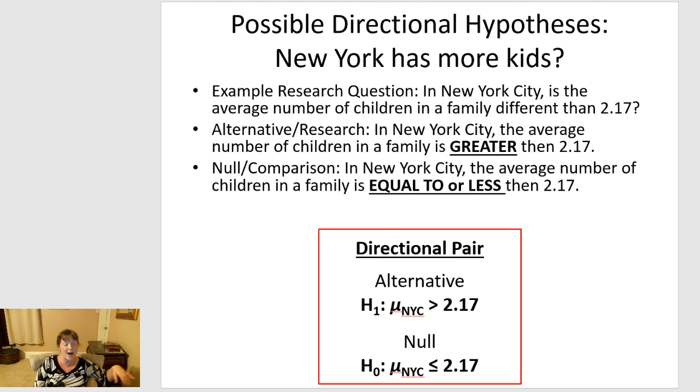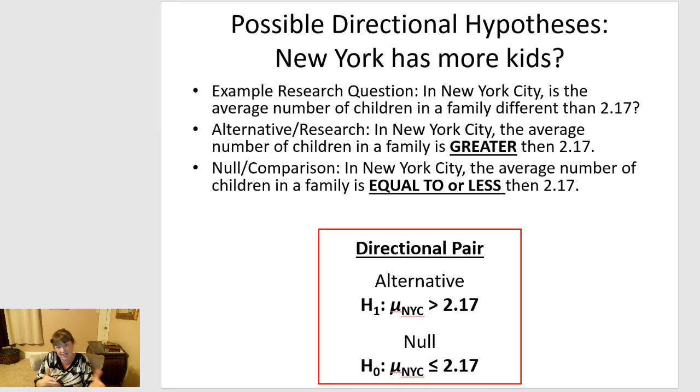Because if I find out they're having a whole lot less kids than average, I don't care. I don't care as the researcher. Finding out that they're having a whole lot less kids than average is boring to me. So it's a part of the null hypothesis. It's a part of that equal to. So your research hypothesis, your awesome alternative research hypothesis, is that the people in New York City are having greater amounts of kids than average, greater than 2.17. And so then the boring comparison hypothesis, the boring null hypothesis, is that they're having equal to or less than.